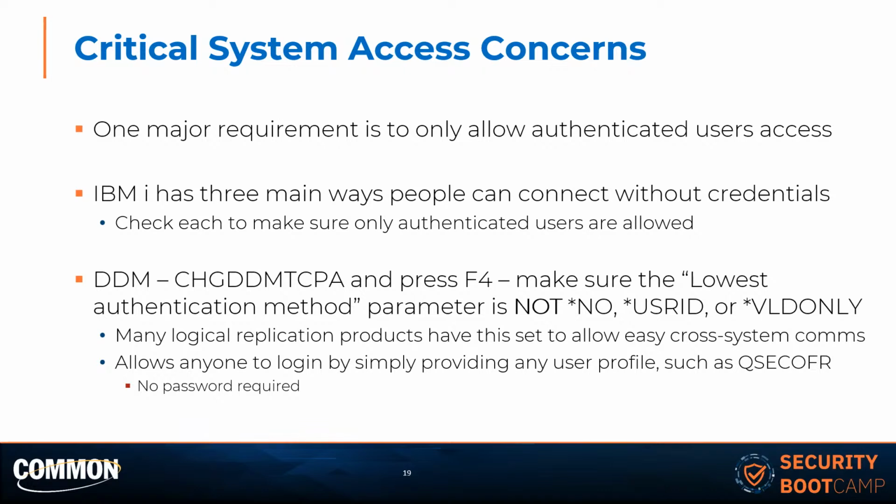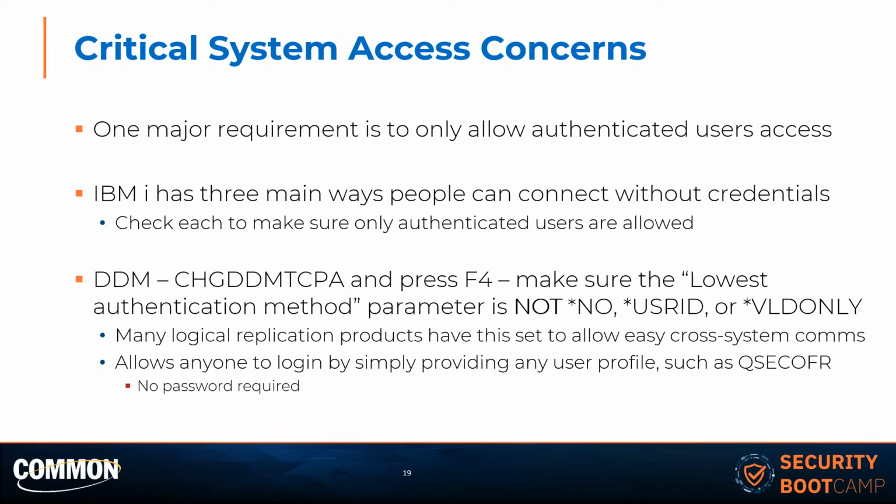The final section that we're going to talk about today are some critical system access concerns. One of the most basic and major security requirements is that we should only be allowing authenticated users access to the system. The IBM i has 3 main ways that people can connect to the system without providing credentials. You want to check each one of these to make sure on your particular system that you're only allowing authenticated users onto the system. The first of these methods is through DDM.